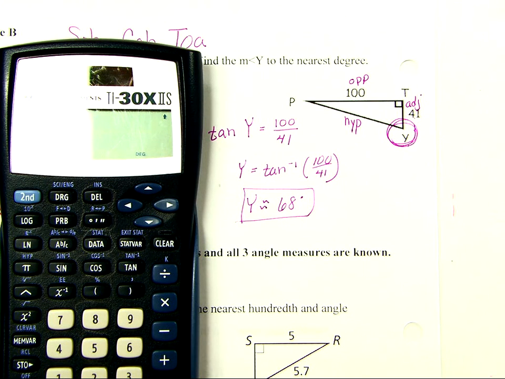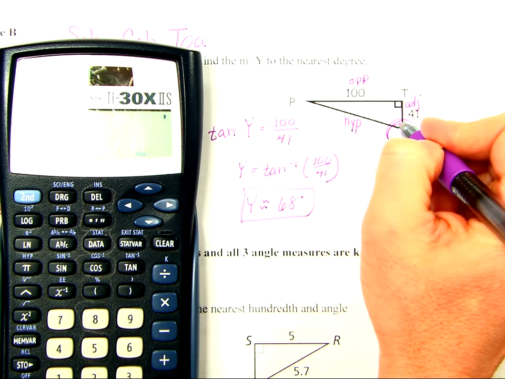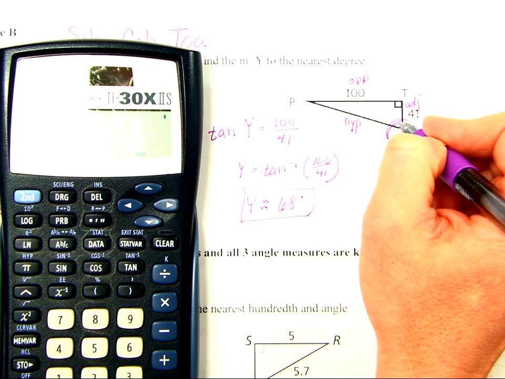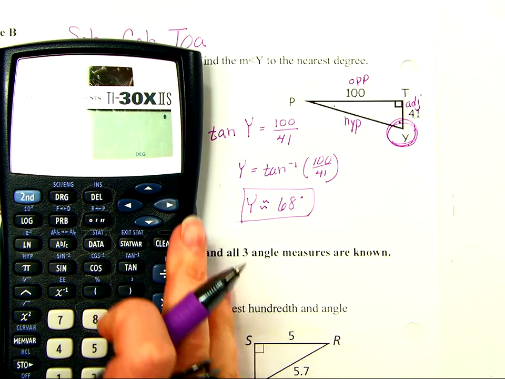Could I find my other angle measure? Sure. And I could use the trig functions, but if we know this is 68 degrees, we could then subtract from 180 degrees, right? We would know this would be about 22.